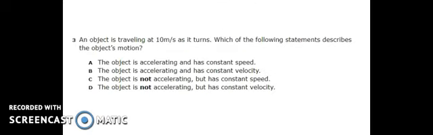Number 3, an object is traveling at 10 meters per second as it turns. Which of the following statements describes the object's motion? A, the object is accelerating and has constant speed. B, the object is accelerating and has constant velocity. C, the object is not accelerating but has constant speed. D, the object is not accelerating but has constant velocity.